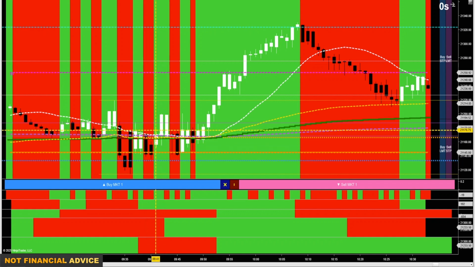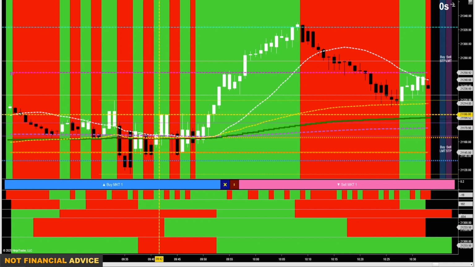Here we got the HEIKIN ASHI turning green. Got green delta on the 1 minute and the 5 minute. No major key levels in the way. Could take a break long from the high of this candle. We do pop up about 25 points.